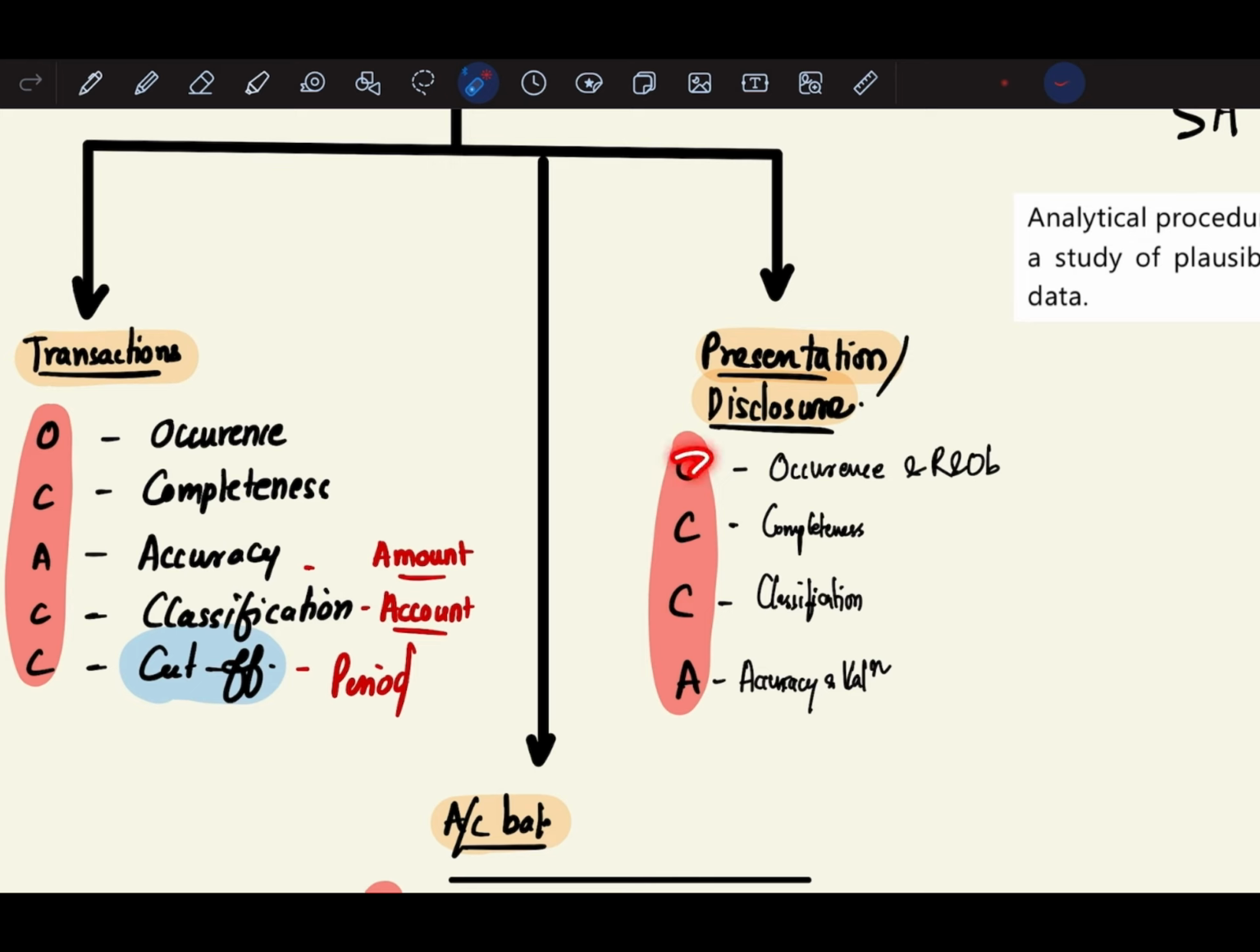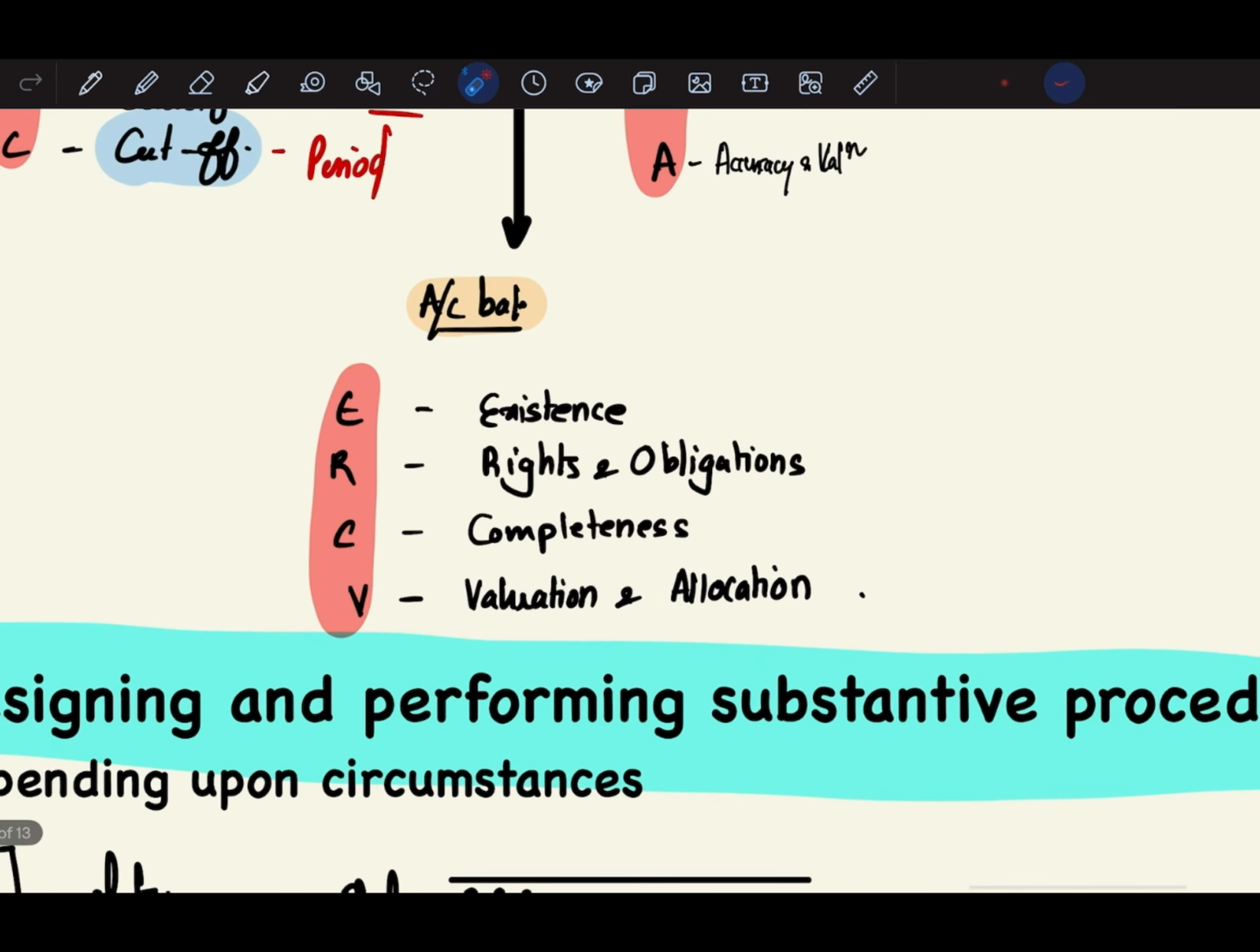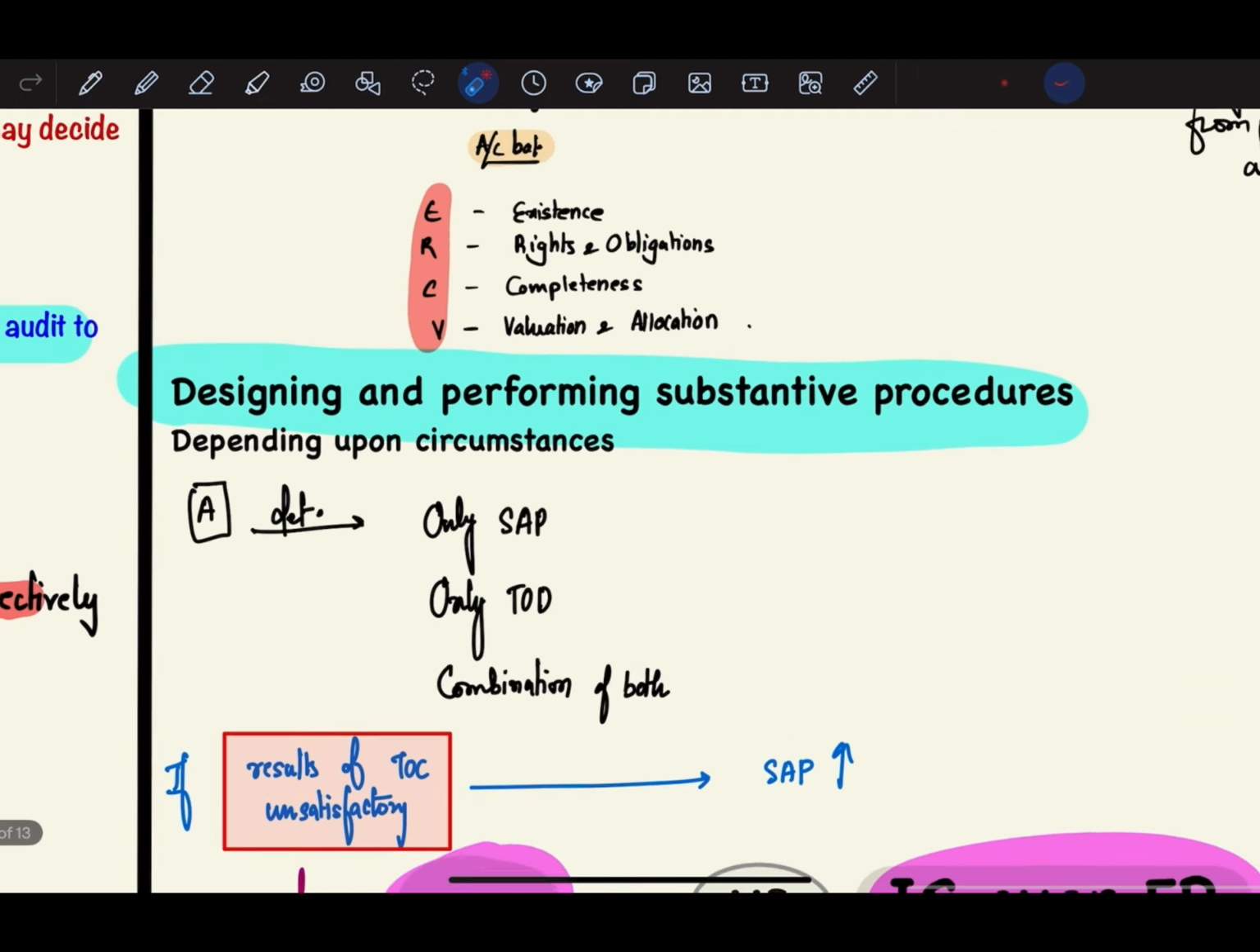In case of presentation and disclosure, he is going to check OCCA. He is going to check the occurrence and rights and obligations, the completeness, the classification, again the accuracy and the valuation. And in case of account balance, he is going to check the existence, the rights and obligations, the completeness, and also the valuation and allocation. This was about test of details.